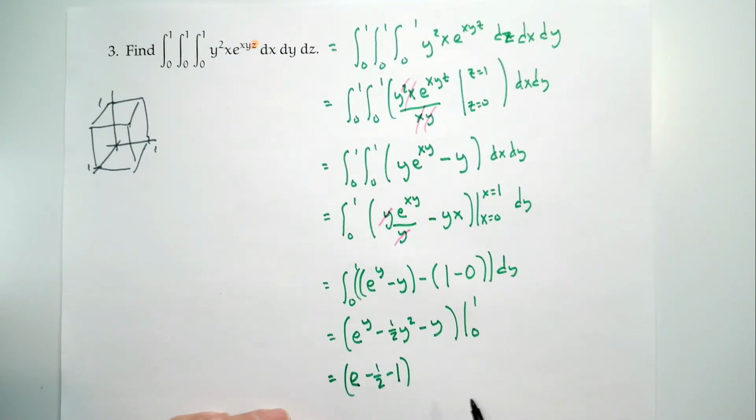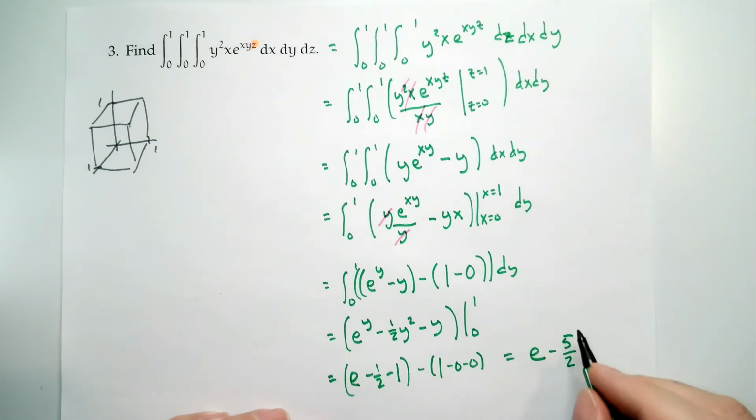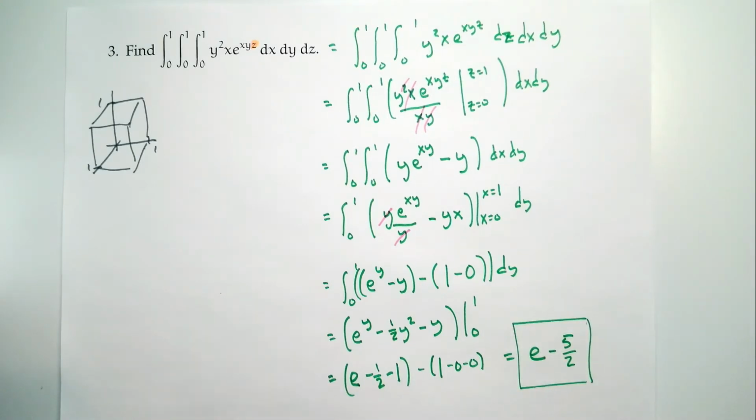Now, are we done? Don't forget, you got to plug in 0. E to the 0 is 1. And now the other terms are 0. So we get e minus a half minus 1 minus another 1. So that leaves us with e, and if you put all these terms together, it's like minus 2.5. Or you can write it as minus 5/2. And that's the answer. So this is a case where, by changing the order of integration and being careful, it's easy to drop some terms. So patience. It's good to be patient when you're doing these problems.